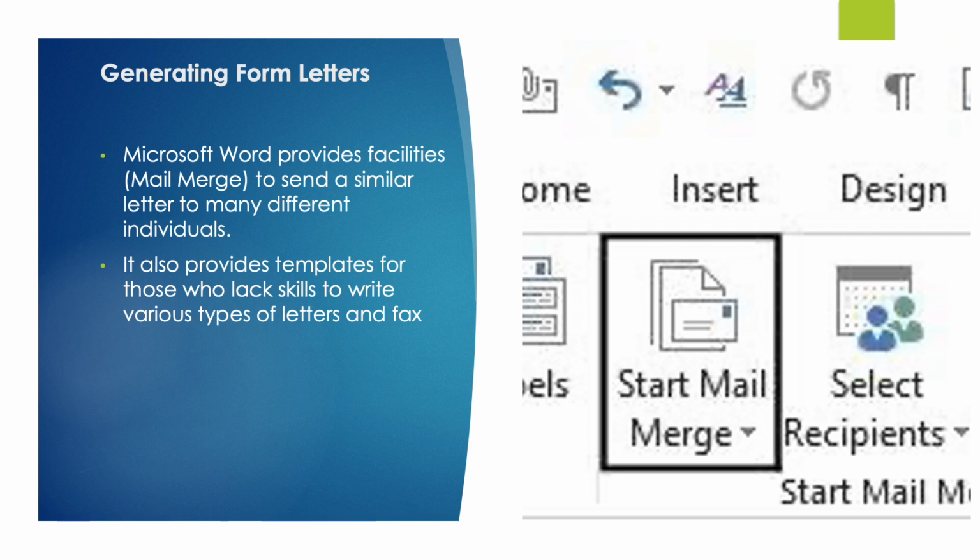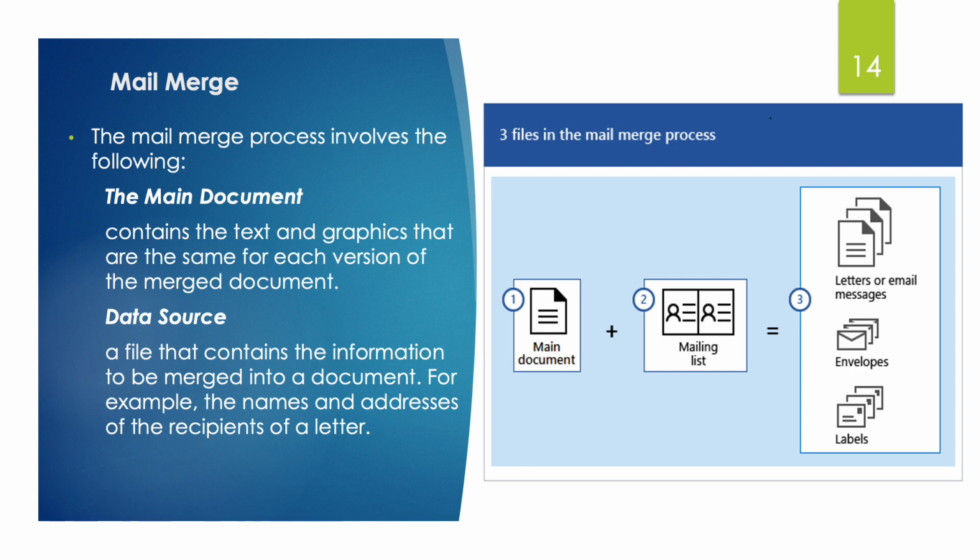So Microsoft Word provides a facility called mail merge to send a similar letter to many different individuals. It also provides templates for those who lack the skills to write various types of letters and faxes. So the mail merge process involves the following. You have your main document, so you have your text and your graphics, and then you have your data source, a file that contains the information to be merged into a document. For example, it says over here, the names and addresses of the recipients of a letter.